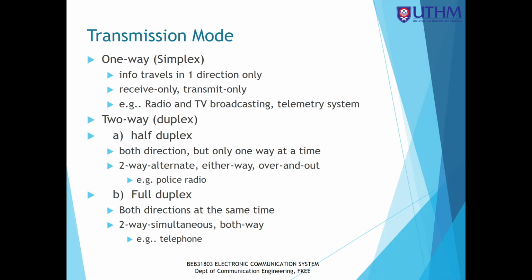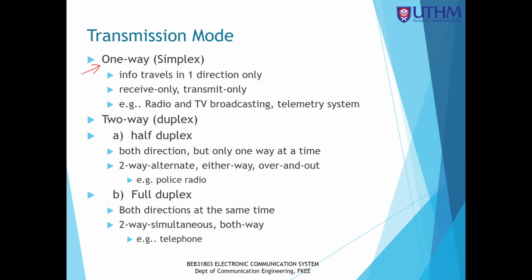Transmission mode is how we communicate from one point to another point. The first one is one-way. One-way communication means that only one component can transmit data. For example, television and radio, because you only see the television and you only hear the radio. It is only one way. You receive a broadcast signal from the TV station or the radio station. Itu dipanggil sebagai one way or simplex.